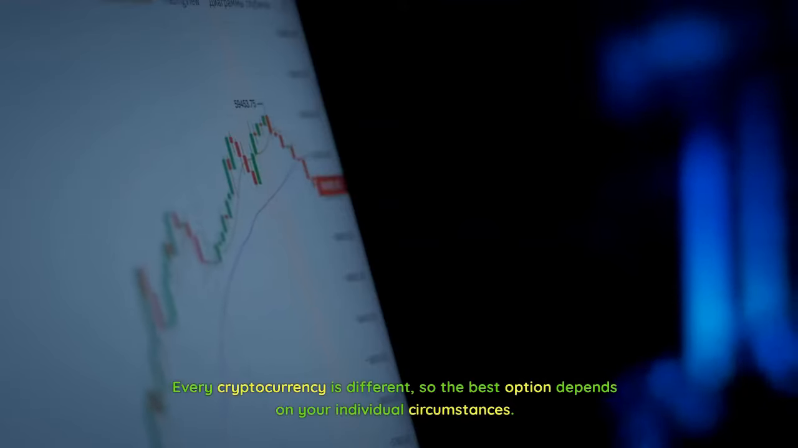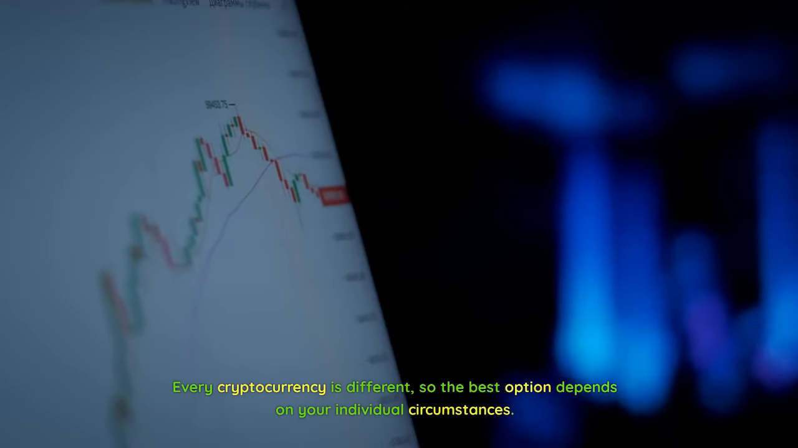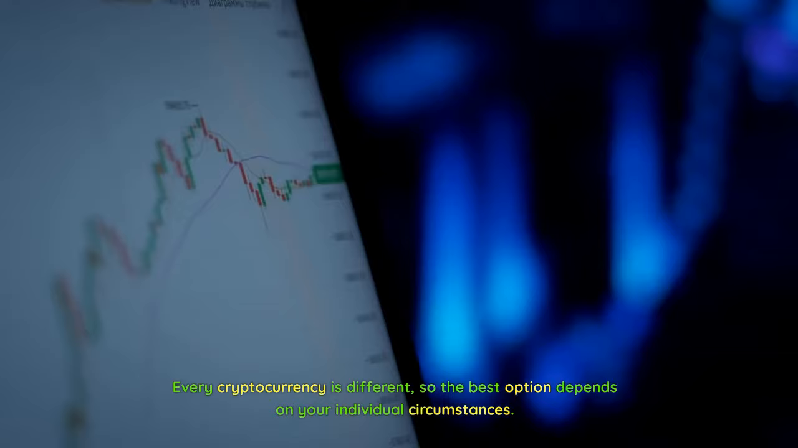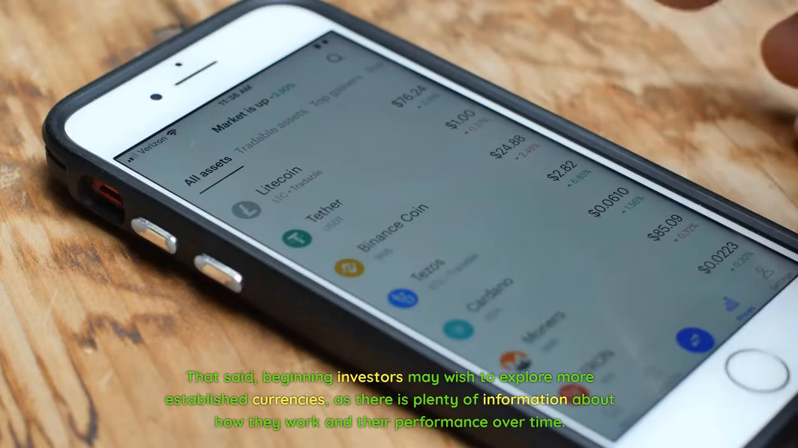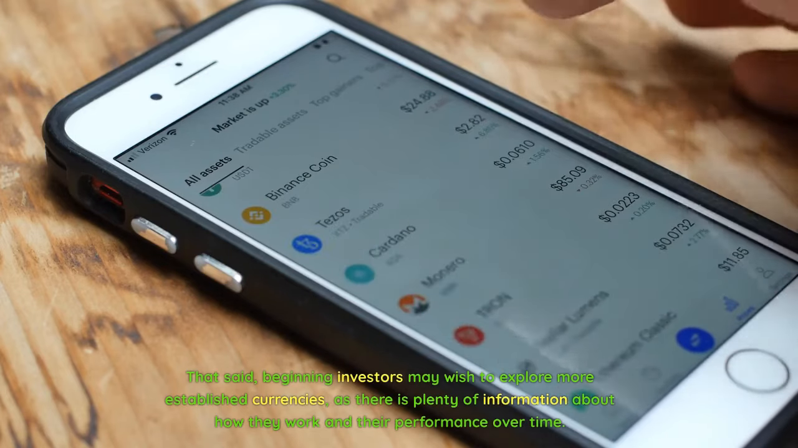What to look for in a cryptocurrency to invest in? Every cryptocurrency is different, so the best option depends on your individual circumstances. That said, beginning investors may wish to explore more established currencies, as there is plenty of information about how they work and their performance over time.